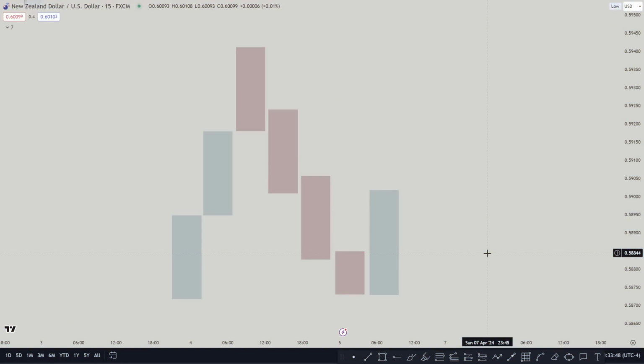Now, first of all, because we're talking about market structure shift and change of state delivery, both of those terms I discussed in a lot of videos. So if you don't know what a market structure shift is and when it is valid, then make sure to watch my videos about market structure shift as well as change of state delivery.